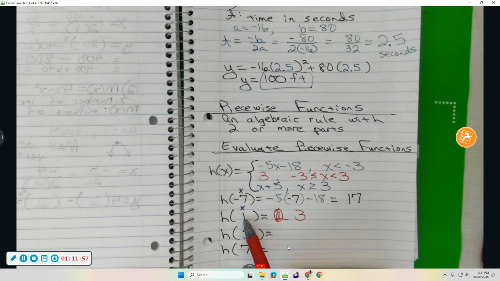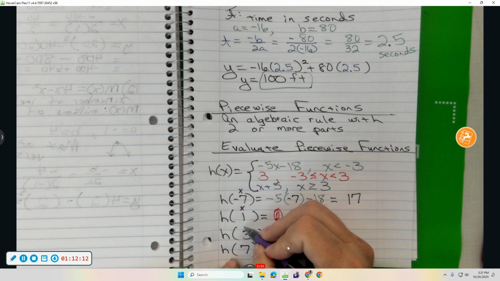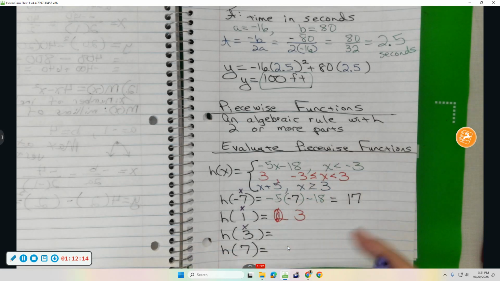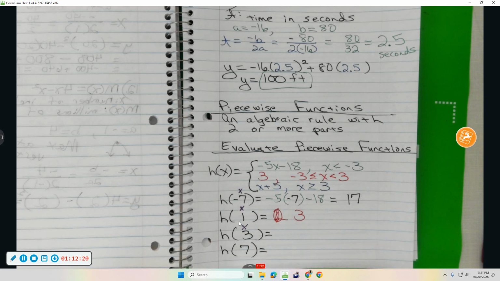When x is 1, the y value is 3. This third part is interesting. What's my x value? My x value is 3. Which inequality allows 3 to be included?